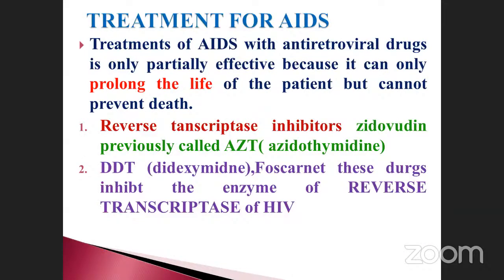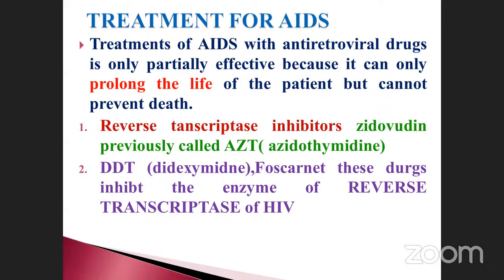See, the treatment. This is very, very important. There is no treatment identified at all. Nowadays research is going on with monoclonal antibodies, which produce a single type of antibody. So listen here: the treatment of AIDS is with antiretroviral drugs only.